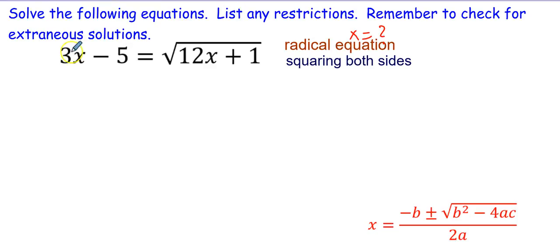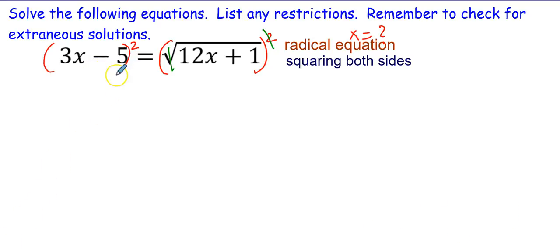So we are going to square the left hand side, that is 3x minus 5 whole square, and on the right hand side square root of 12x plus 1 whole square. So this radical sign, which is nothing but to the power of 1/2, cancels out with 2, so you are left with only 12x plus 1 on the right hand side, and on the left hand side you have 3x minus 5 whole square.